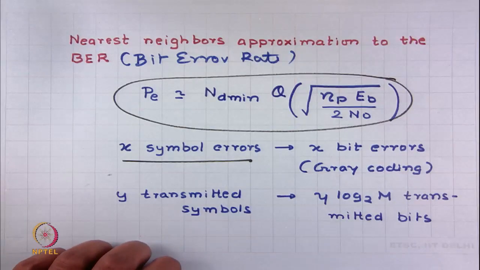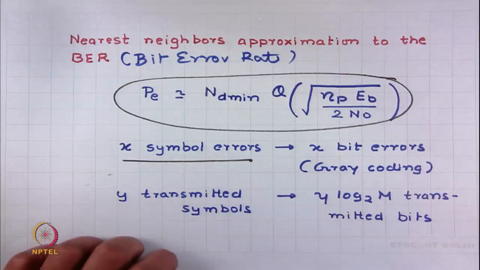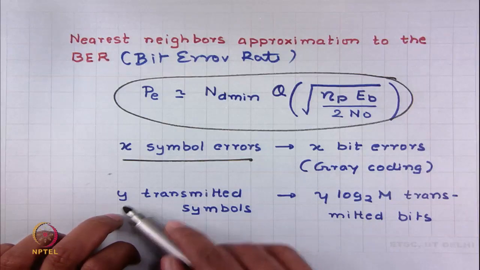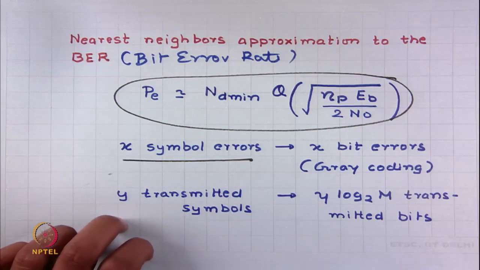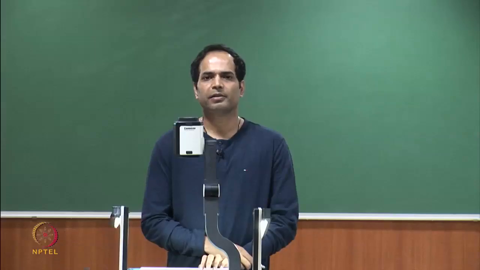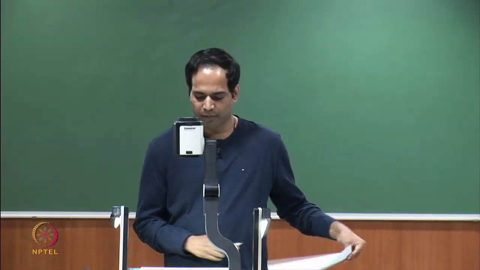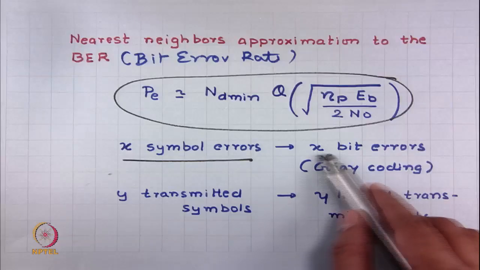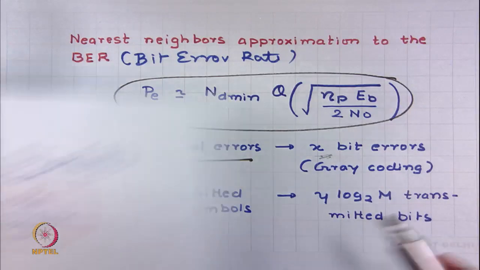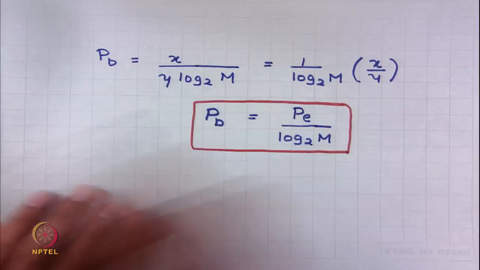Okay. So, if X symbol errors happen, and if these errors are mostly by symbol slipping to its neighbors' decision regions, then X symbol errors correspond to X bit errors, because neighbors only differ by 1 bit. If we are transmitting Y symbols, that means we are transmitting Y log2 M bits, because per symbol there is log2 M bits. Okay. So, what is the bit error rate? Bit error rate is how many bits in errors divided by total number of bits. Okay. So, X divided by Y log2 M.